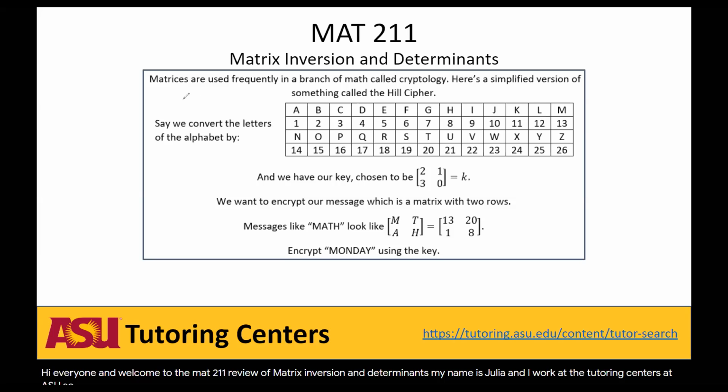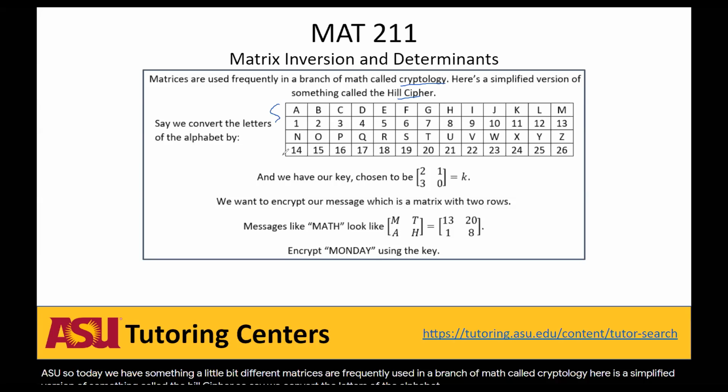So, today we have something a little bit different. Matrices are frequently used in a branch of math called cryptology. Here is a simplified version of something called the Hill cipher. Say we convert the letters of the alphabet by this table here, where A equals 1, B equals 2, and so on.